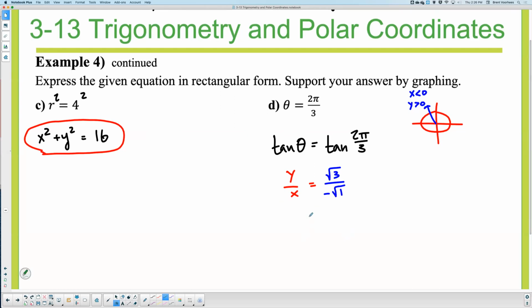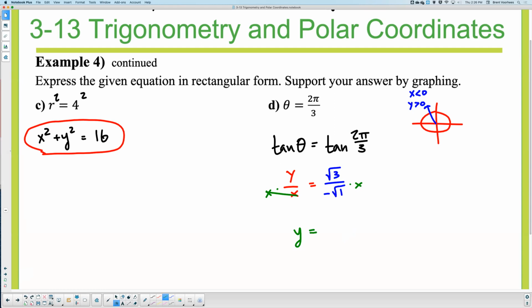Now I'm gonna simplify this. What do I do with this x right here to get y isolated? Because y is not squared, I'm gonna set it equal to y. How do I get rid of this x that's dividing? You multiply both sides by x. And so what am I left with?